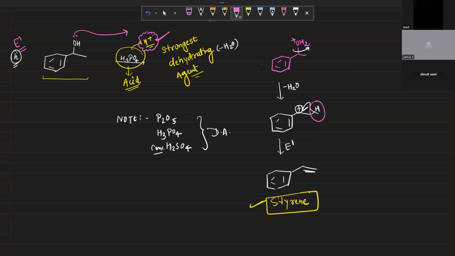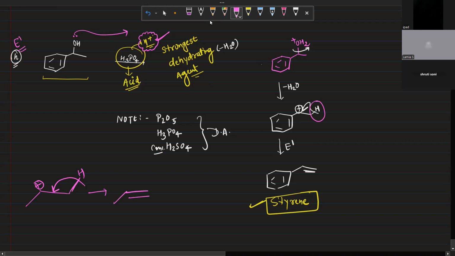So this hydrogen is not a hydride shift. This is an elimination reaction. Let's suppose I have a hydrogen over here and a positive charge over here. In that case, there is an elimination reaction. This bond will shift over here, and it will convert into a double bond. This is an elimination reaction, basically when some element is removed. Any doubt?